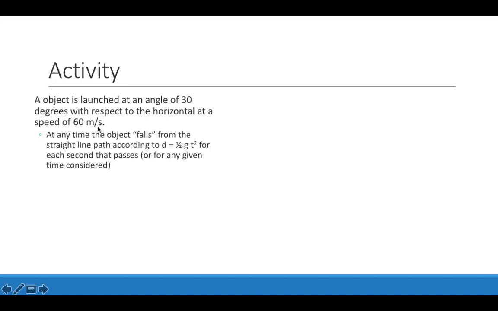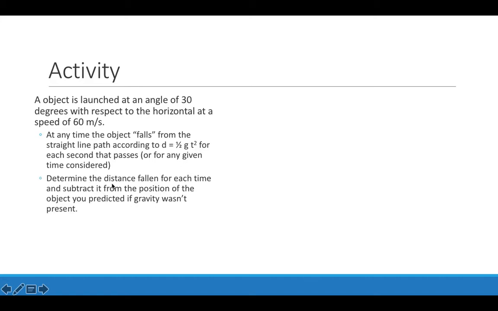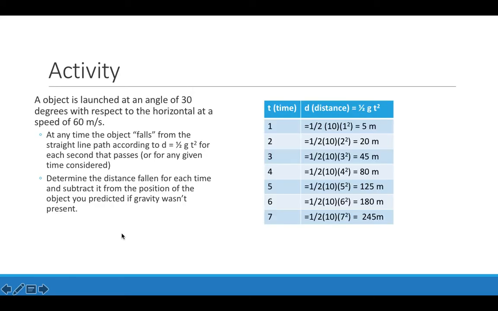Now we know that the object doesn't follow a straight line, so at any particular time the object falls from that straight line path according to the expression that the distance it falls is 1/2 gravity times the time squared. So what we can do is determine the distance that it falls each second and subtract that from the position of the object on that straight line path.